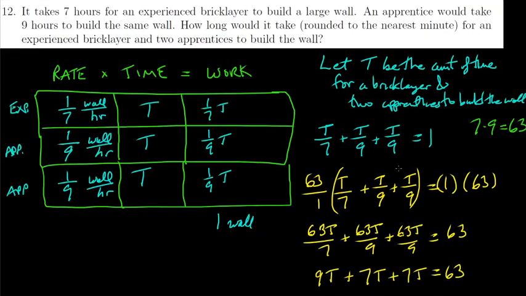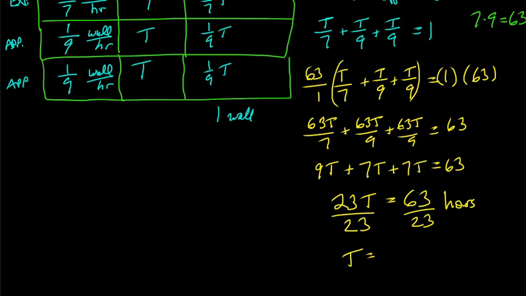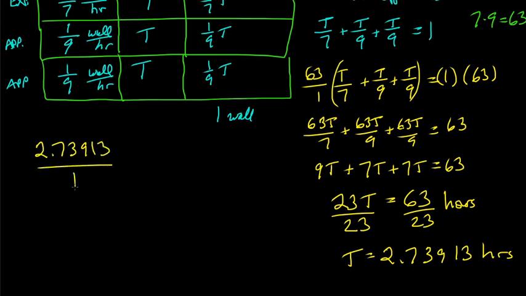Did they say how far to round? Oh, to the nearest minute. So they're not looking for hours, they're looking for minutes, right? So 63 divided by 23 is about 2.73913 hours. But how many minutes is that? Well, how many minutes in an hour? That you should know. Right, so this is hours. You know in 1 hour, there's 60 minutes.